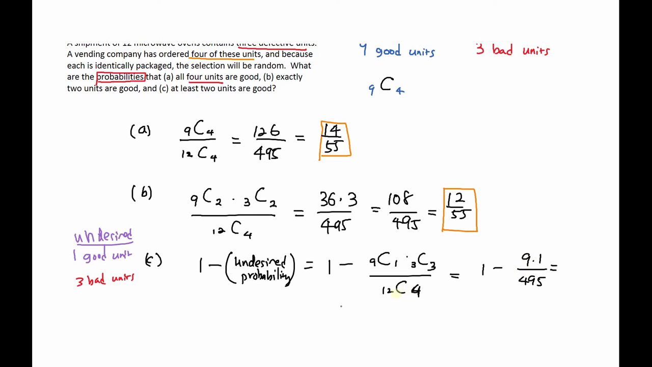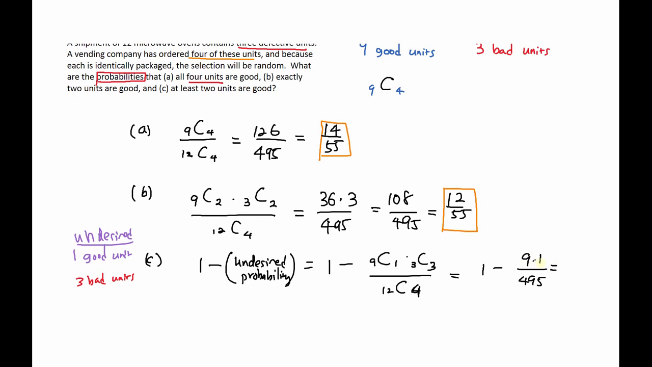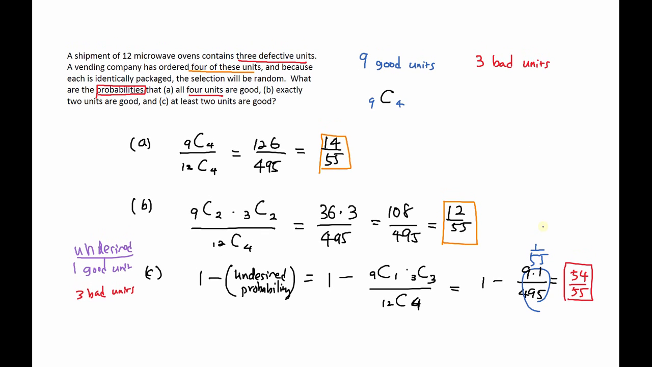And when we simplify this, we get 9 out of 495. We find that as 1 over 55. So this simplifies to 1 over 55. When you subtract that, you're gonna get 54 over 55. So that's all three of our answers, the answers to our microwave problem here.